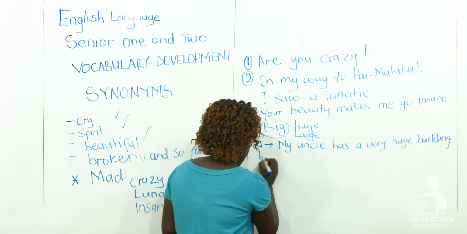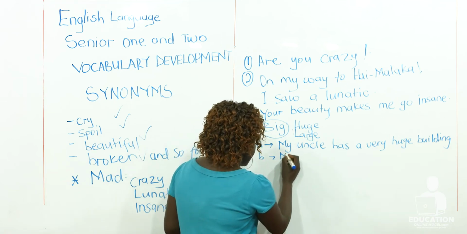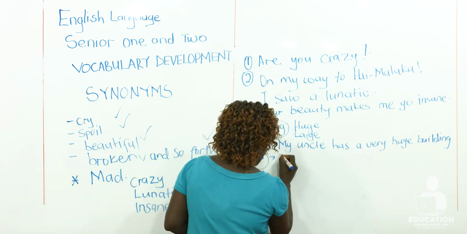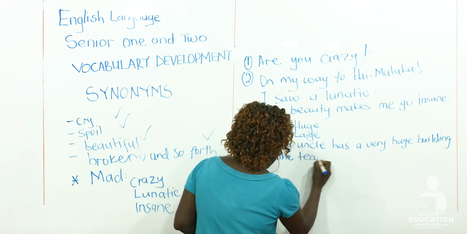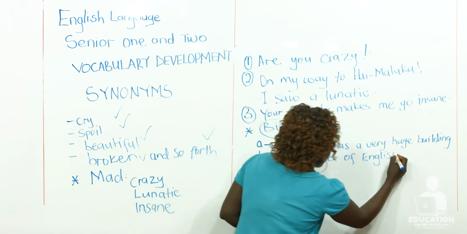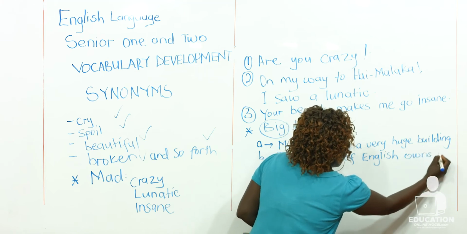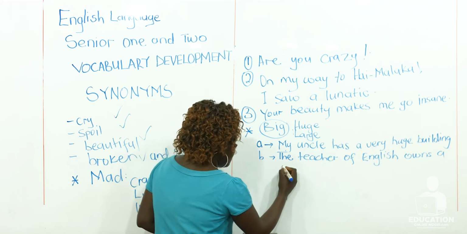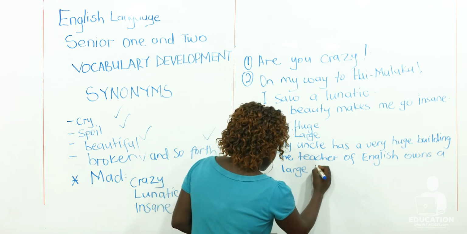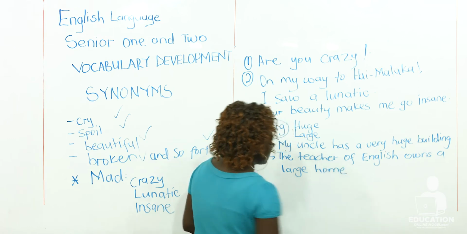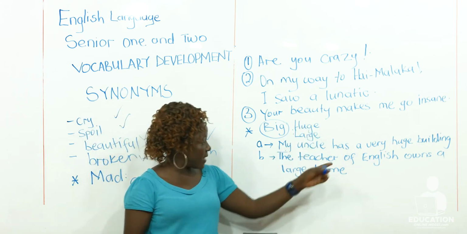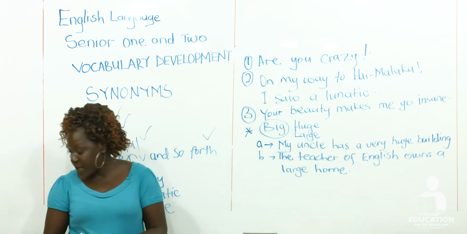You can even say, or you can use another pronoun instead of my. You can say, the teacher of English owns a large home. So the home can also be very large, with very large compound. It can also be very huge, having very huge buildings and the rest. So you should know how to apply them in sentences.